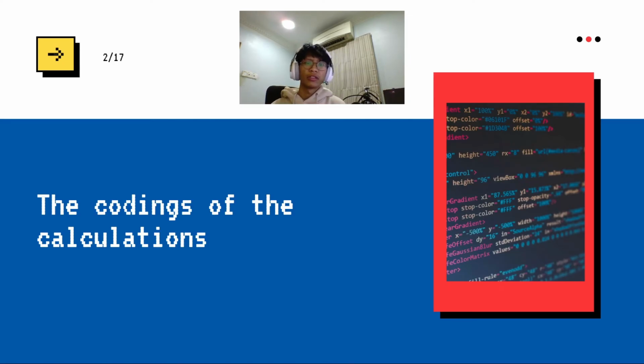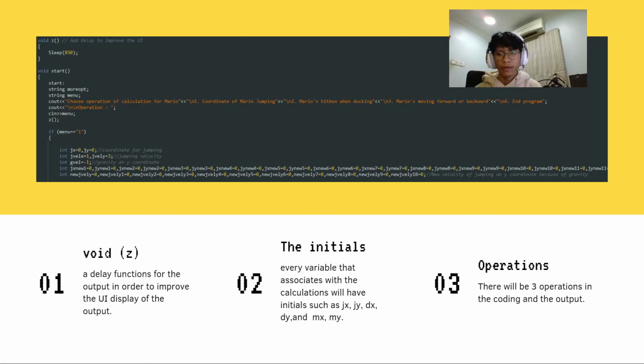So next we will see the coding of the calculation, what the codes do, what the calculations are, and the output of the coding. So we will see how Mario jump, move, and ducking in the coding. Before we go to the calculation operation, we need to look at all the functions in the coding. First is the void z. Void z is a delay function for the output in order to improve the UI display of the output. You will see how it will be presented in the output later.